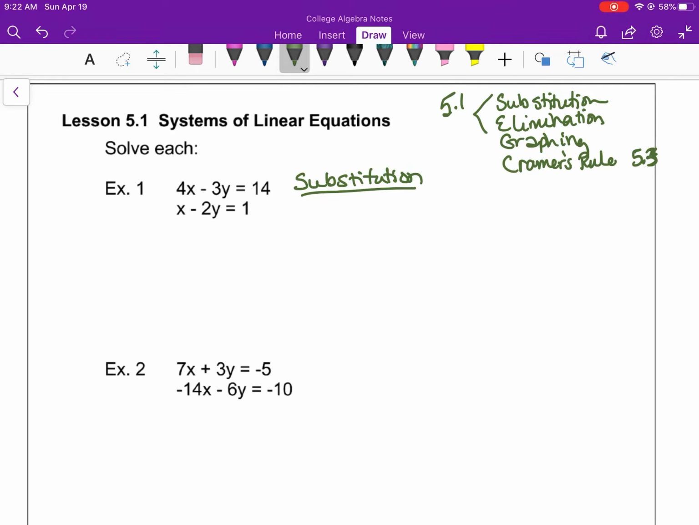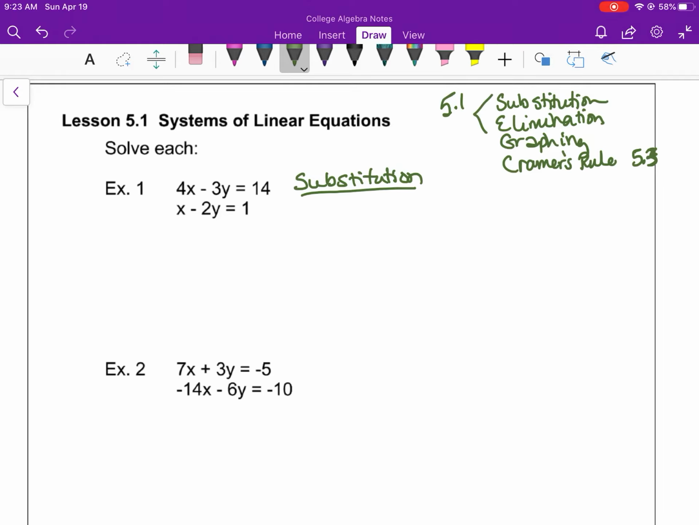Now you need to pay attention to the directions in your homework. If they say to solve with substitution, then that's what I expect you to do. If they say to use elimination, then that's what I expect you to do. Same thing goes on your tests and quizzes. You need to solve the problem in the way that they ask you to. If it just says to solve, then you get a choice.